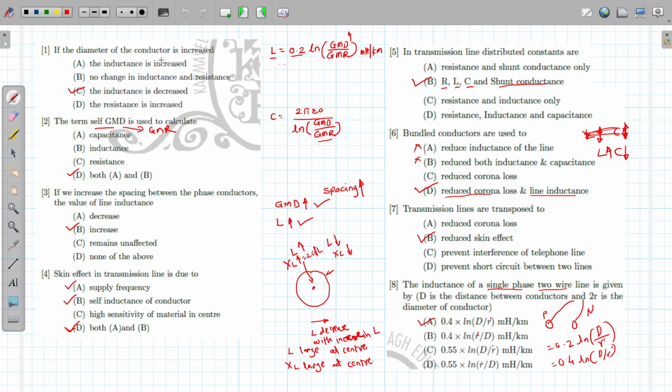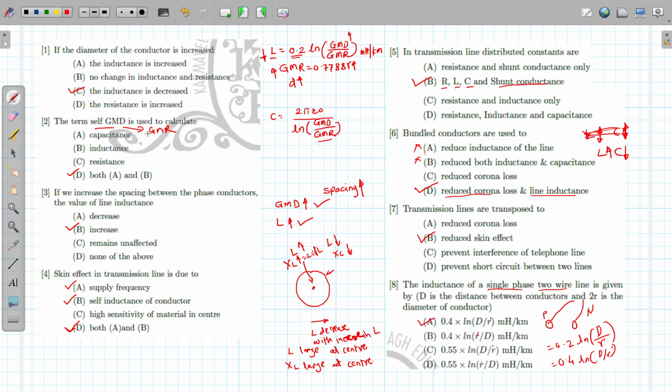If the diameter of the conductor is increased, what will happen with the inductance? The formula of the inductance is 0.2 ln GMD upon GMR, where this GMR is given as 0.7788 times R. So as your diameter goes on increasing, radius goes on increasing, GMR goes on increasing, so your inductance value will get decreased.